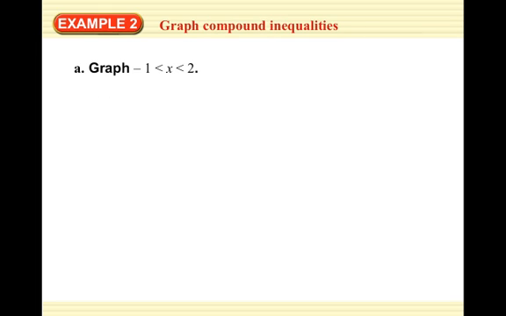Okay, for example 2, we're going to graph compound inequalities. A compound inequality consists of two simple inequalities joined by and or or. For and statements, everything must be true altogether. For or statements, one statement or the other must be true.